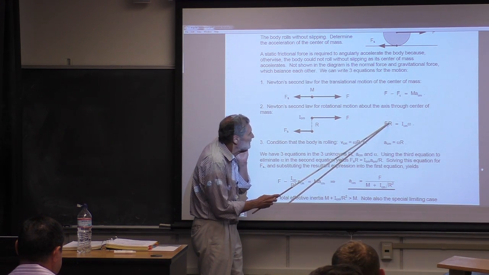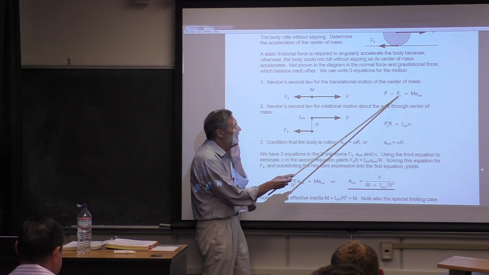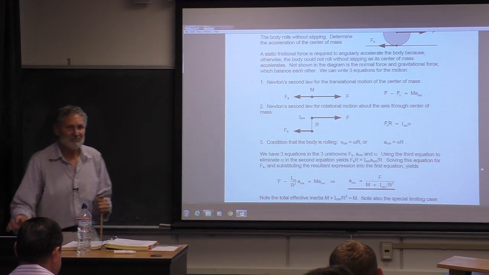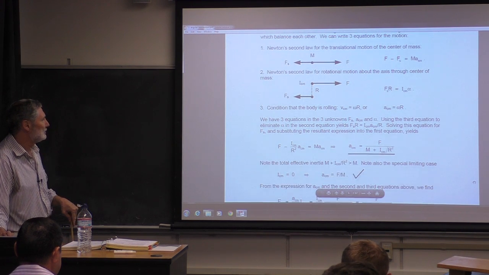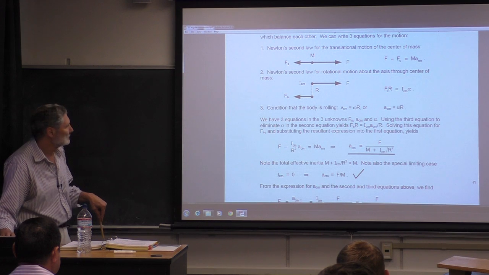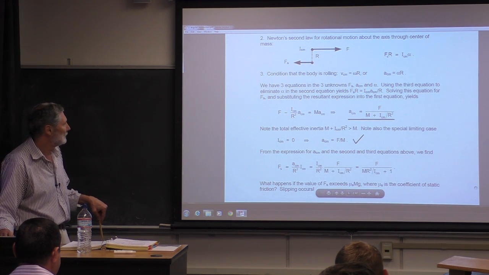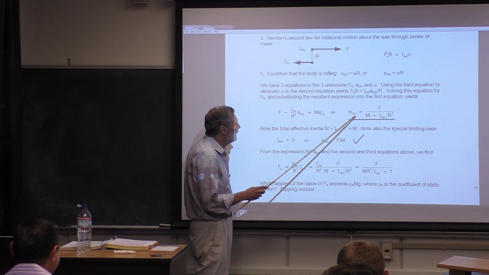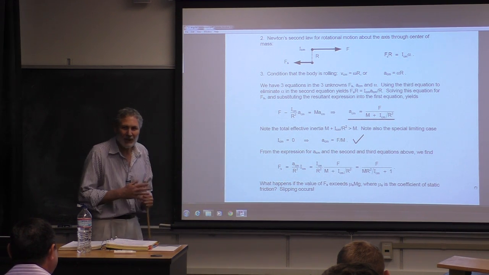divide by r, and substitute in the expression for Fs here to find the acceleration of the center of mass. At this point, it's pretty simple algebra. Here's the result for the acceleration of the center of mass. And again, it has that F equals ma appearance, right?